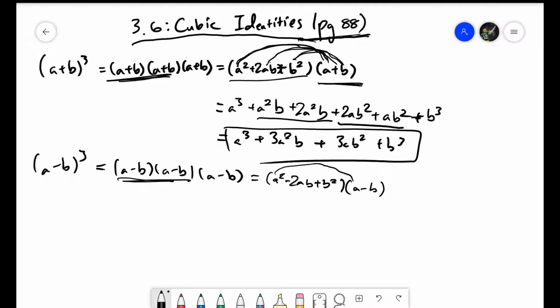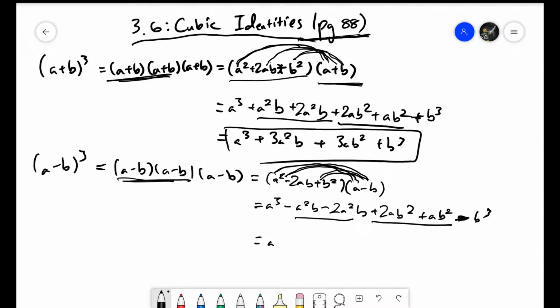So a squared times a is equal to a cubed. A squared times negative b is equal to negative a squared b. Negative 2ab times a is equal to negative 2a squared b. Negative 2ab times negative b is equal to positive 2ab squared. B squared times a is equal to positive ab squared. And finally, b squared times negative b equals negative b cubed. Then you combine these two terms and these two terms, and you get a cubed minus 3a squared b plus 3ab squared minus b cubed.